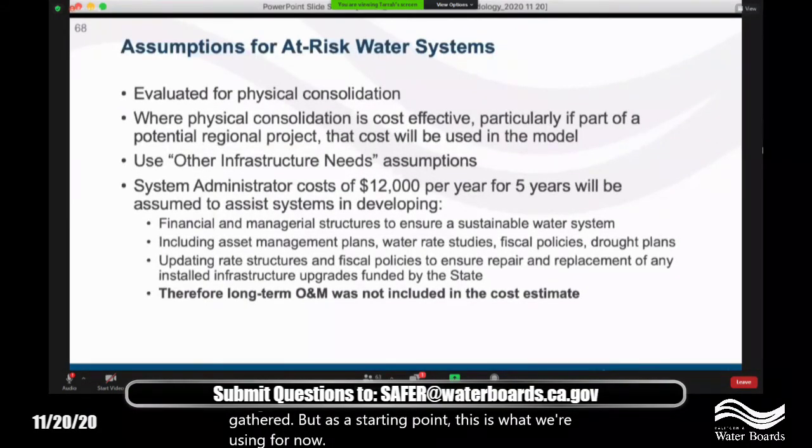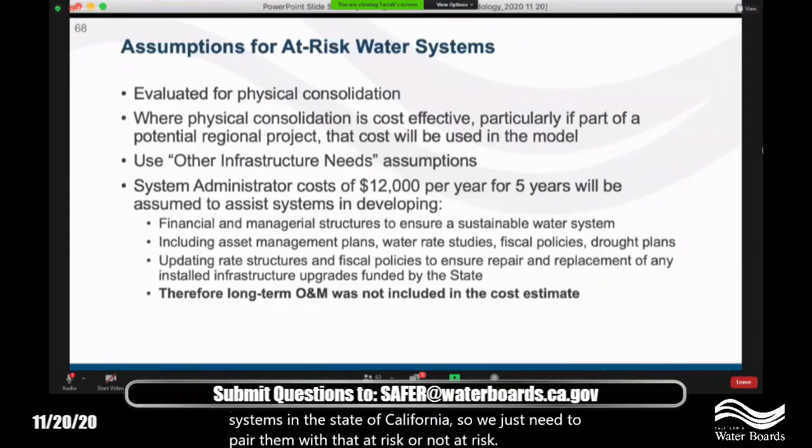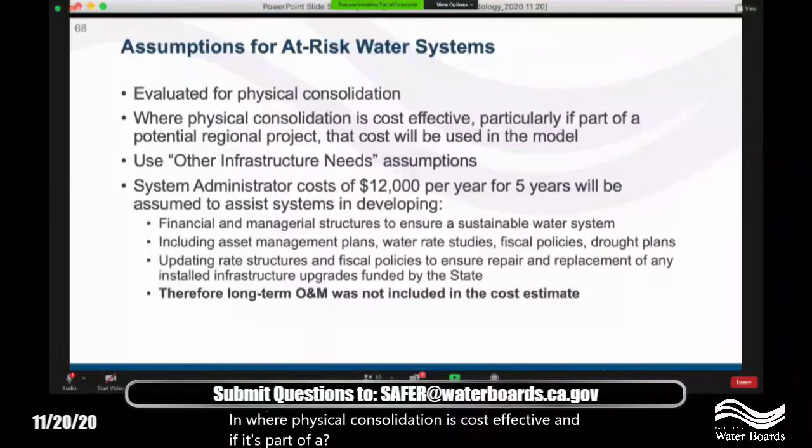Okay, so let's talk a little bit more about the at-risk water systems. The lists of those systems are still being developed, but simultaneously to that, we need to actually come up with solutions for those systems and a methodology for the costs, so that when we have the list of systems in our hands, we're able to do the math and come up with the costs. So they will be evaluated for physical consolidation. We've actually already run the numbers for all of the smaller systems in the state of California, so we just need to pair them with that at-risk or not at-risk designation. And where physical consolidation is cost effective, and especially if it's part of a regional project, then that cost would be used for the model. And then we will be using those other infrastructure needs assumptions that I just covered.